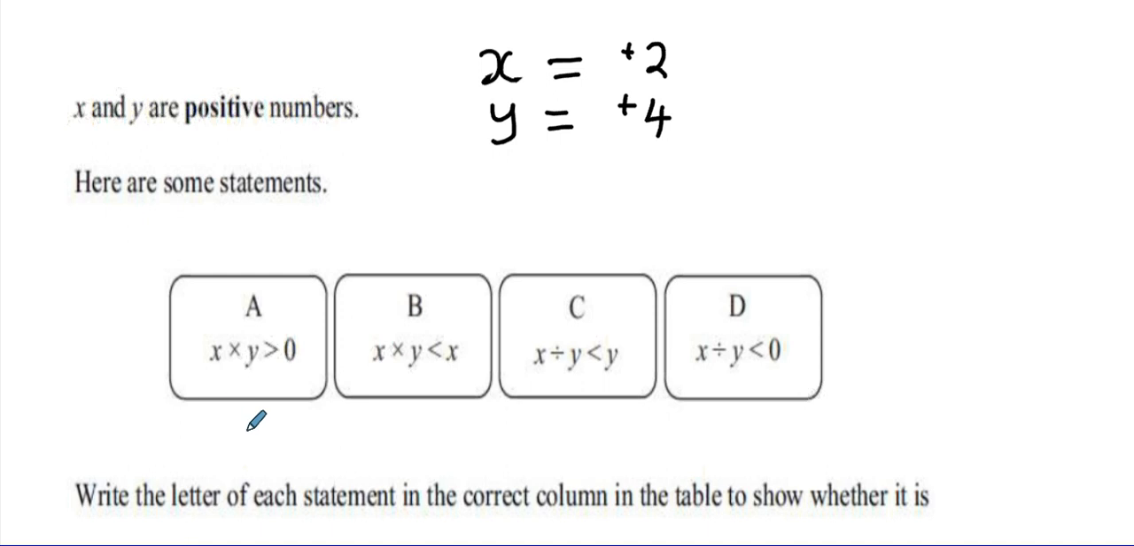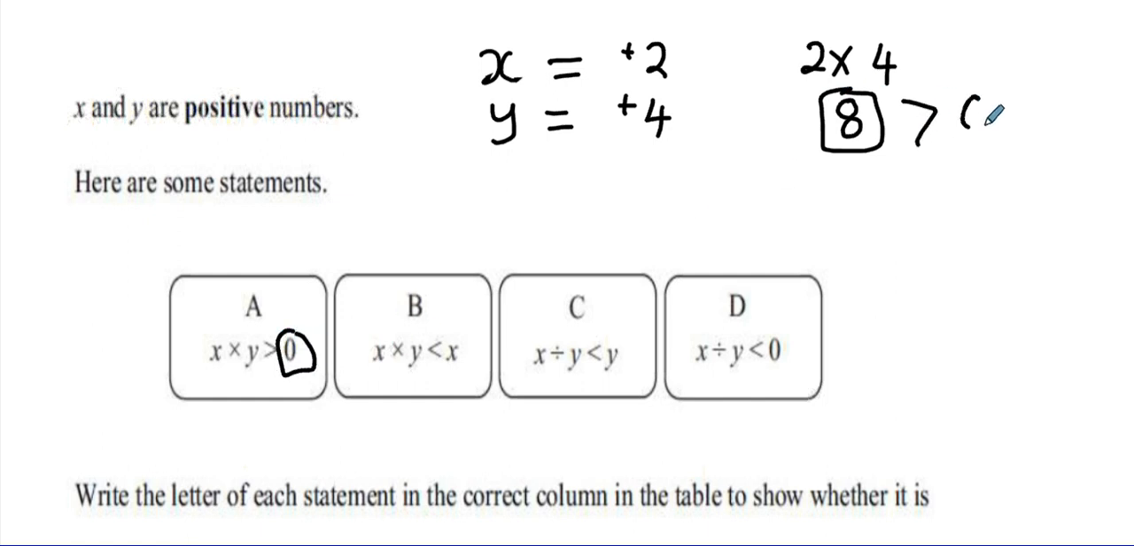Then here are some statements. Statement A says x times y is bigger than 0. Okay, let us say x is 2 times y is 4. We are getting the answer 8. Now when you compare this answer with 0, you find that 8 is bigger than 0. So this is true. We say this is always true, that when you have a positive number multiplied by another positive number, the answer is expected to be bigger than 0. Okay, this is always true.